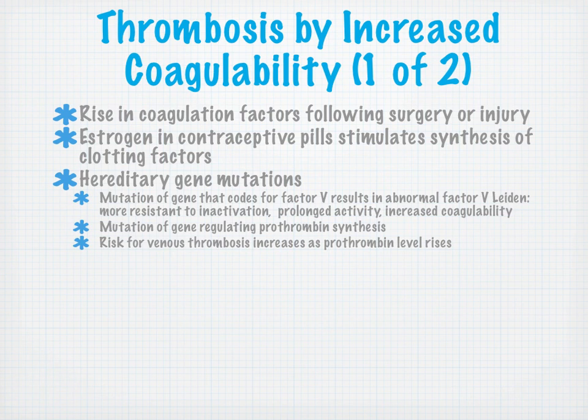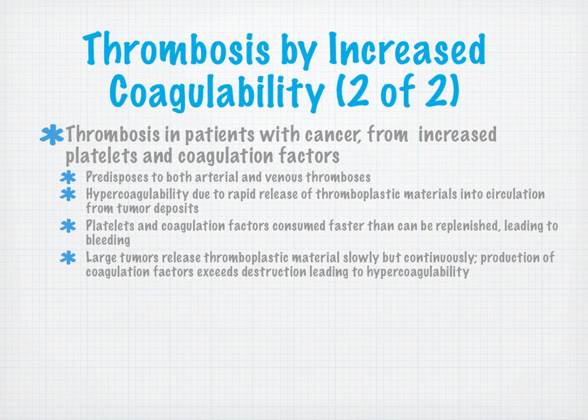Because the surgery, the body doesn't know that you told the surgeon to go ahead and cut. The body still sends out the coagulation factors in response. So you've got this rise in coagulation factors. Now add to that estrogen and contraceptive pills, which stimulate the synthesis of clotting factors, and any hereditary gene mutations, and you've got a major risk for clotting issues.